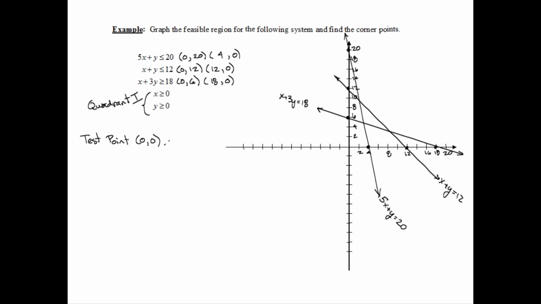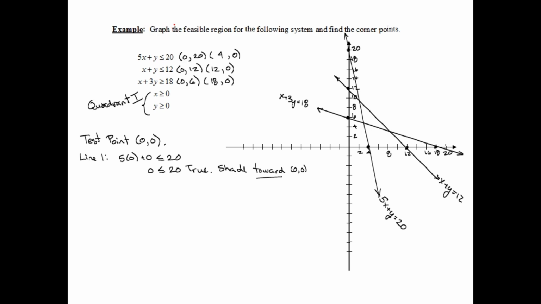You do not need to use the same test point for all of them, but I'm going to use 0, 0 unless I can't. Okay, so if we look at the first one, that's going to give me 5 times 0 plus 0 less than or equal to 20. So 0 less than or equal to 20, which is a true statement. And that tells me that I want to shade toward 0, 0. In other words, I want 0, 0 to be shaded.